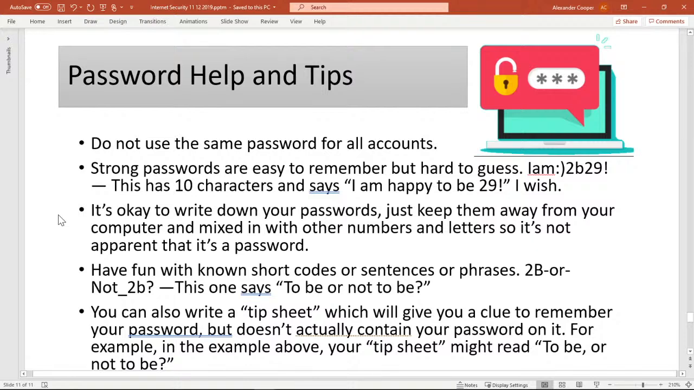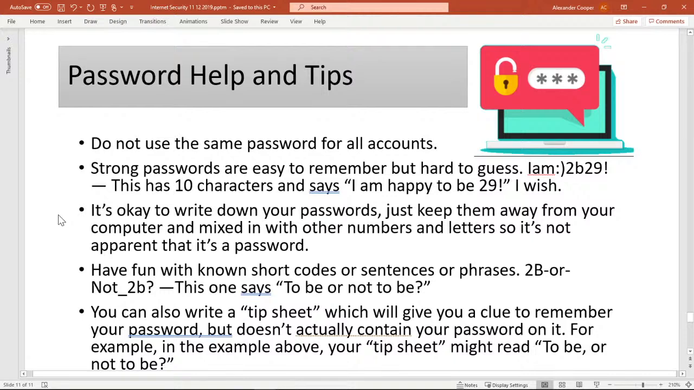It's okay to write down your passwords. Just keep them away from your computer and mixed in with other numbers and letters so it's not apparent that it's a password. Ooh, that's a good point right there. Or let's just say you write it down, throw the letter Z in there somewhere.